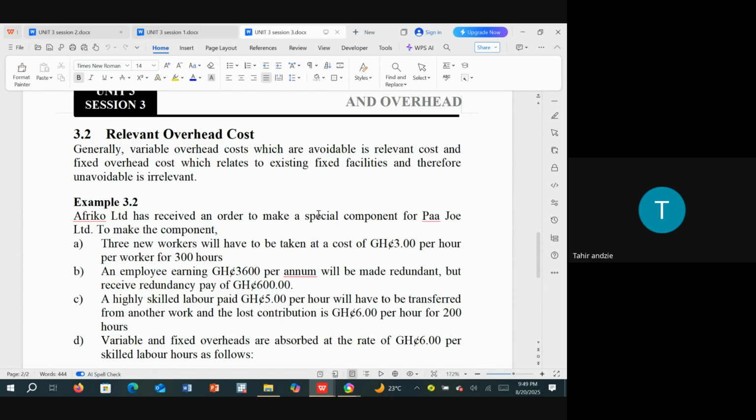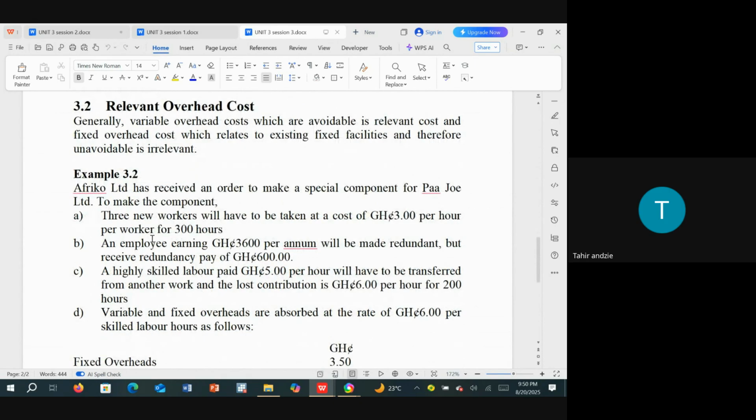Okay, but when the fixed cost cannot be avoided, cannot be eliminated, or it's unavoidable, no matter what decision management take, then that overhead cost is irrelevant. But most variable costs are relevant because they are costs to be incurred and can be avoided when management decides not to do something. Right. So with that in mind, let's also look at these few questions.